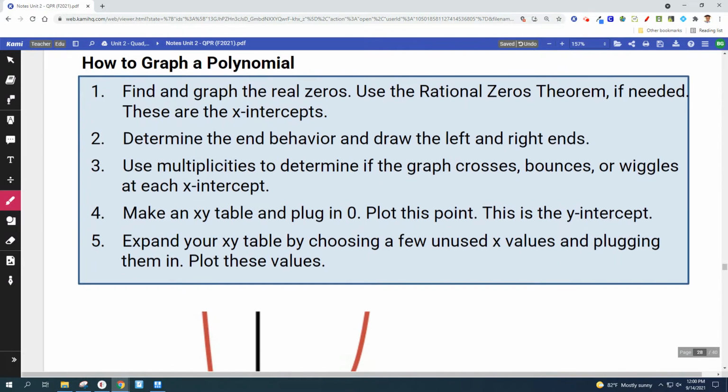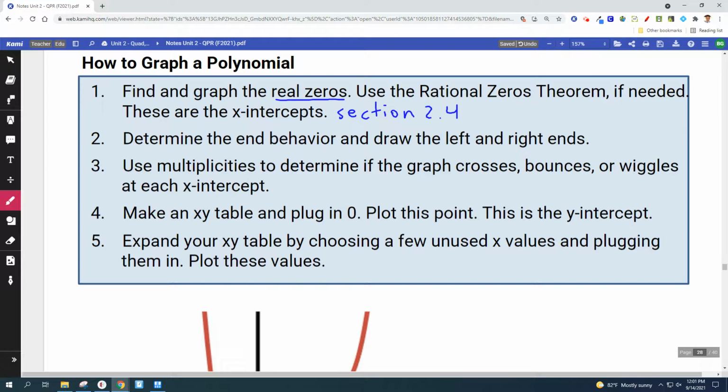How to graph a polynomial. Step 1, find and graph the real zeros. Real zeros. Use the rational zeros theorem if needed. This is what we did in lesson 2.4. Section 2.4, we did a lot with finding zeros. We did a lot of synthetic division to find zeros, so we're going to have to go back and do some of that.